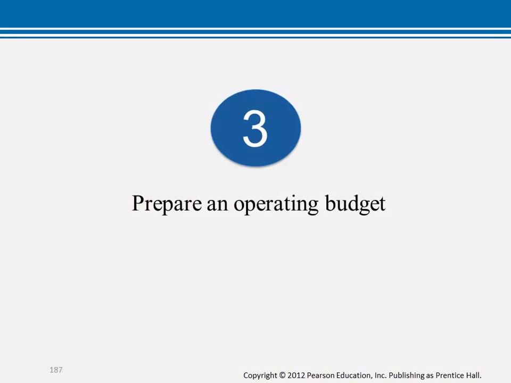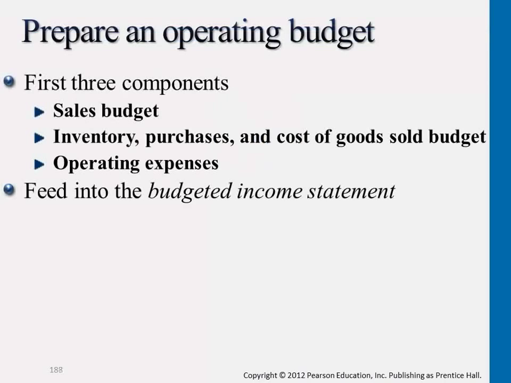At operating budgets, some more details. So again, we start from sales, right? This is the detailed components of operating budgets that we just went over: sales, inventory, purchases, cost of goods sold, then operating expenses. Then all of these feed into a budgeted income statement.